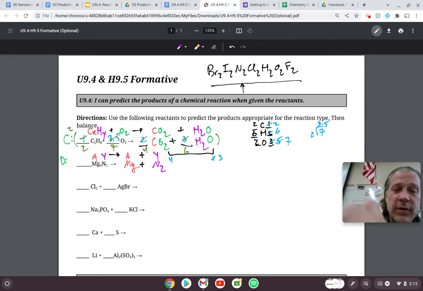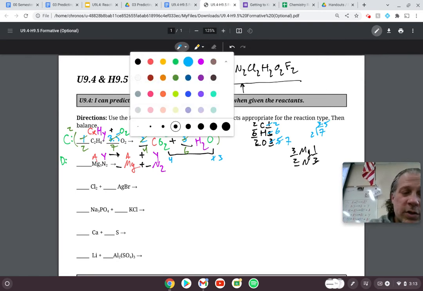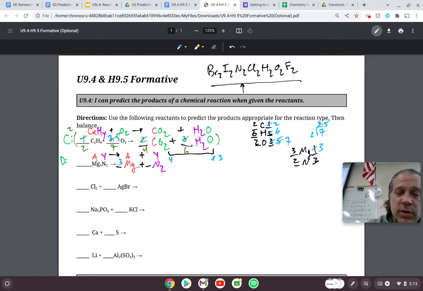And then all that's left to do here is balance. So I have magnesium and I have nitrogen. On my reactant side, there's 3 magnesiums and 2 nitrogens. And on the product side, there's 1 magnesium and there's 2 nitrogens. As it's written right now, it looks like the nitrogens are balanced, so I'm going to leave those alone. And my magnesiums are not balanced, so I'm going to put a coefficient of 3 here, which gives me 3 magnesiums, and then it looks like everybody is balanced.